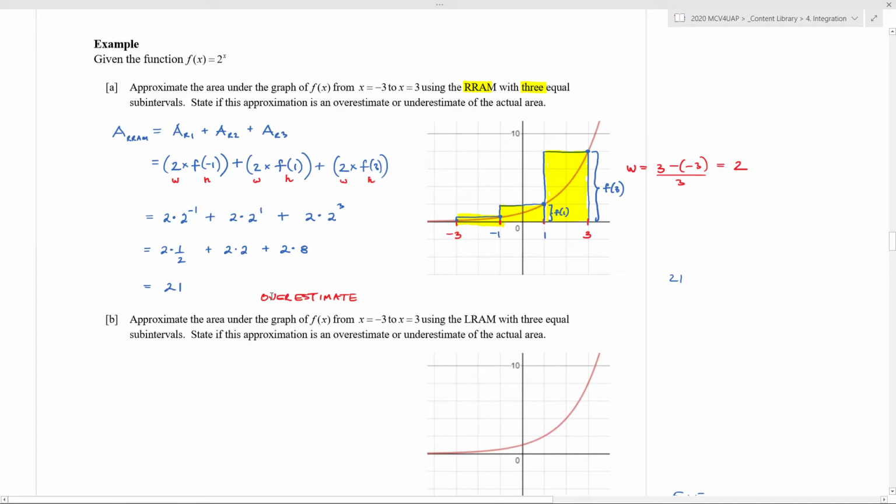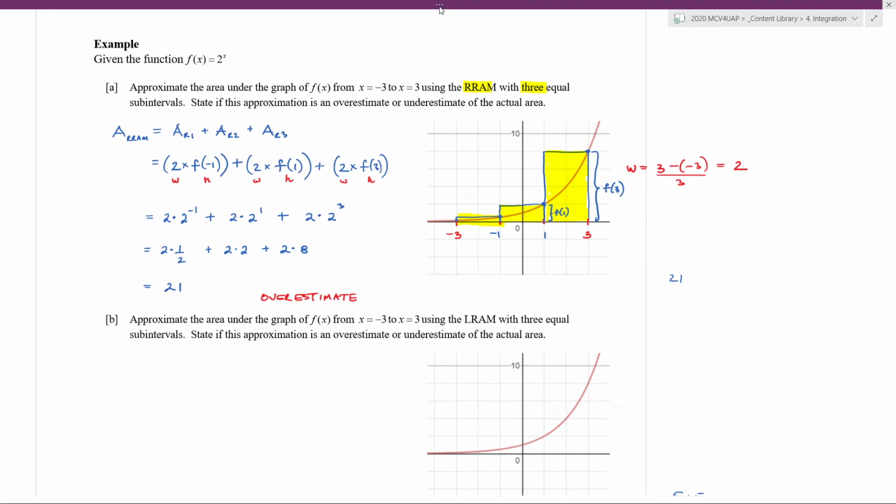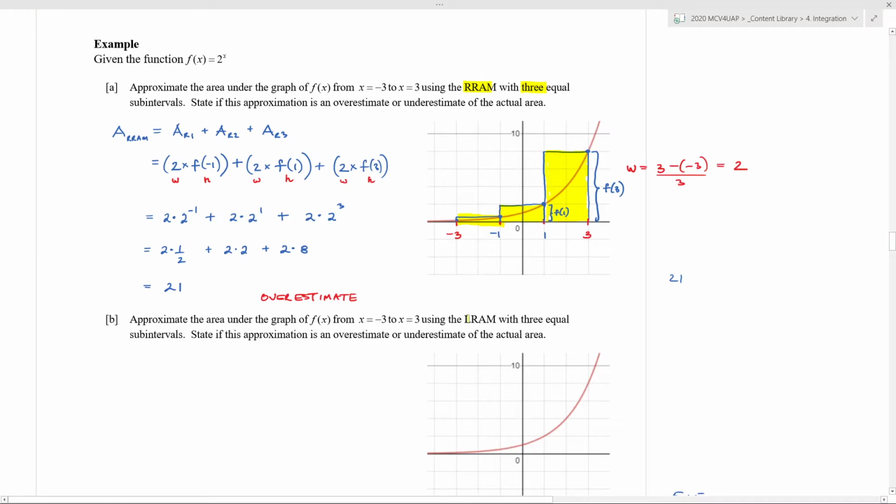Now we're going to do the same thing, same function, 3 equal subintervals, but we're going to use LRAM. So we have to use the top left-hand corner with 3 subintervals. So again, from -3 to 3, except this time we use the top left-hand corner. So if I draw my rectangles, maybe I'll start with the last one first. I get this.